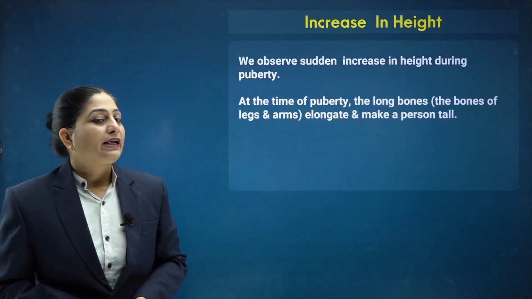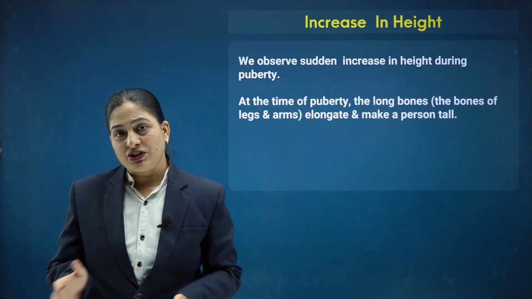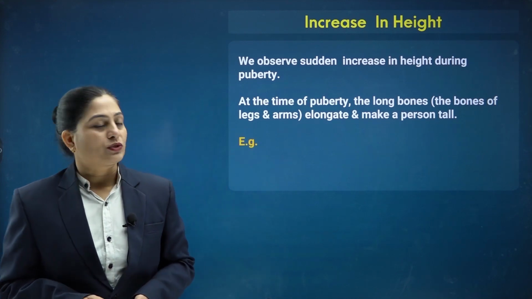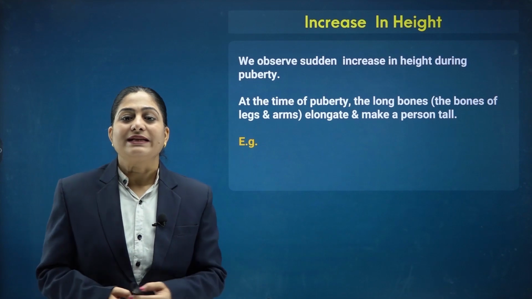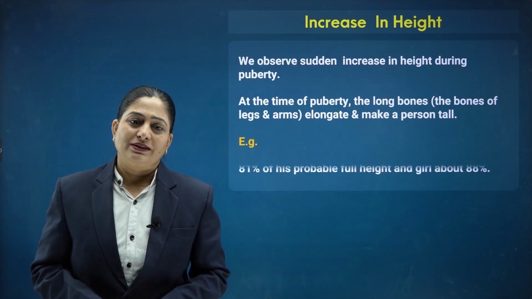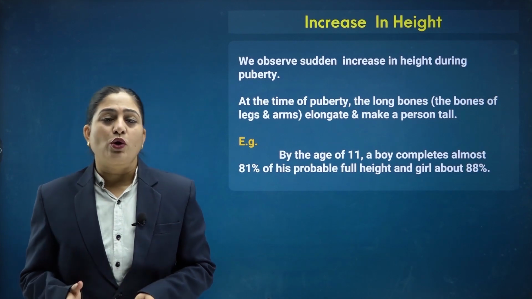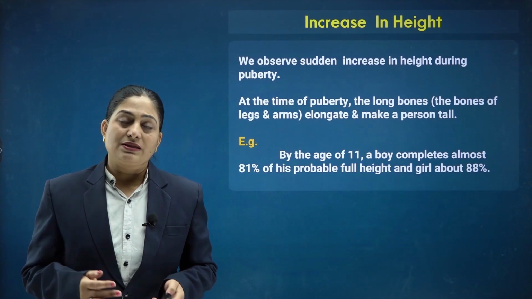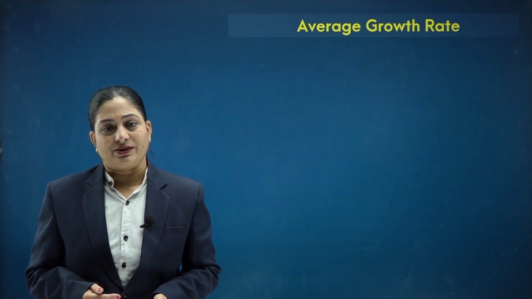So we observe a sudden increase in height during the puberty stage, especially for boys and girls. At the time of puberty, the long bones, that means the bones of the arms and legs, elongate, and we can see that the person becomes taller. For example, by the age of 11, boys complete almost 81% of probable full height and girls about 88%.